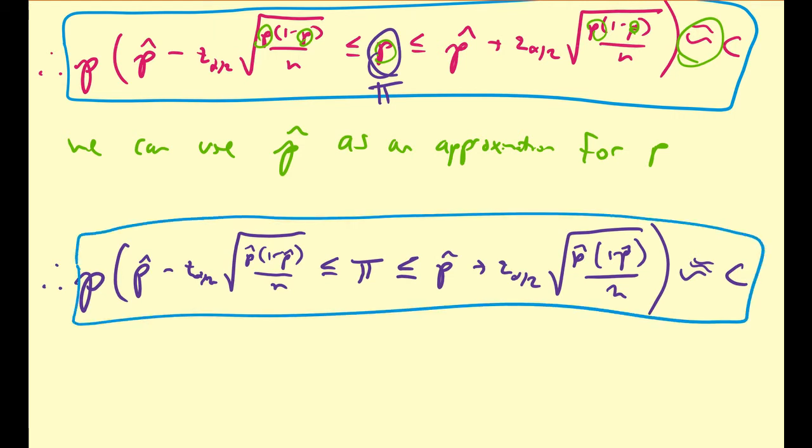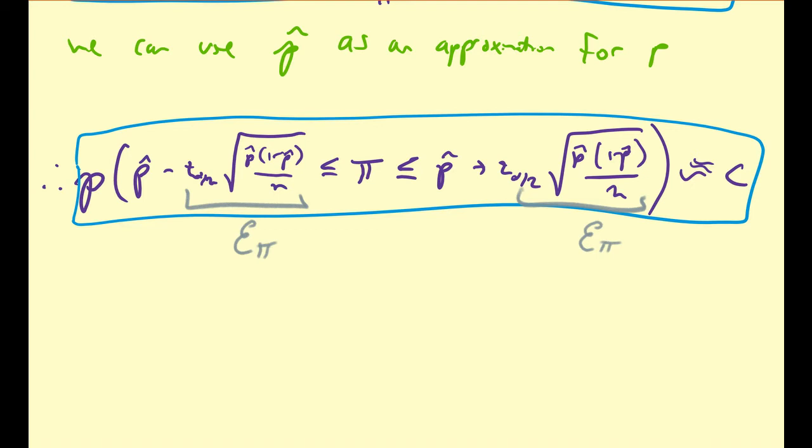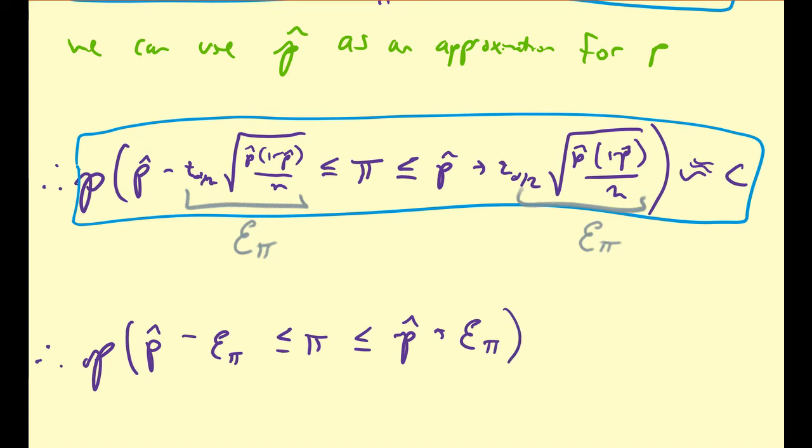So just some observations here. Notice that this and this value are the same. So I'm going to define this as the marginal error for my population proportion confidence interval. So what do we get here? The probability that our sample proportion minus our marginal error is less than or equal to pi, less than or equal to the sample proportion plus our marginal error, is approximately equal to c. So this is our confidence interval.